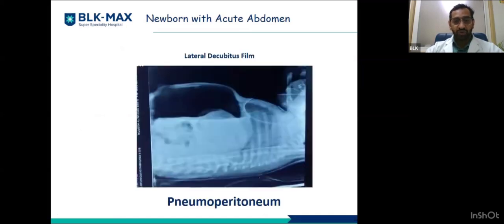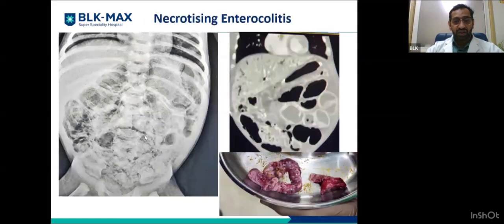Now, in a newborn with acute abdomen, pneumoperitoneum is the commonest cause. As I already mentioned, you can do a lateral decubitus film to confirm your diagnosis. Necrotizing enterocolitis, I have already described. There's an intramural gas here.